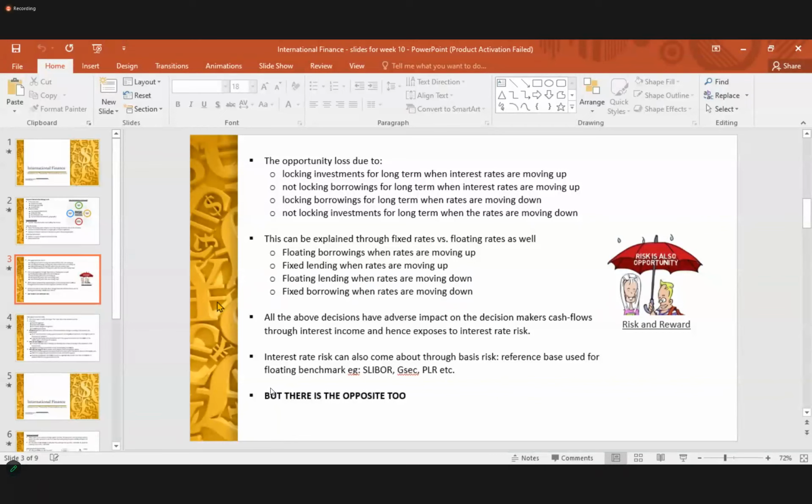Right? Then when interest rates are low, not locking your borrowings for long term is also a loss, an opportunity loss. Right? Not locking long term on borrowings when the interest rates are low is also an opportunity loss, because you want to borrow at the lowest rate. You want to invest at the highest rate.